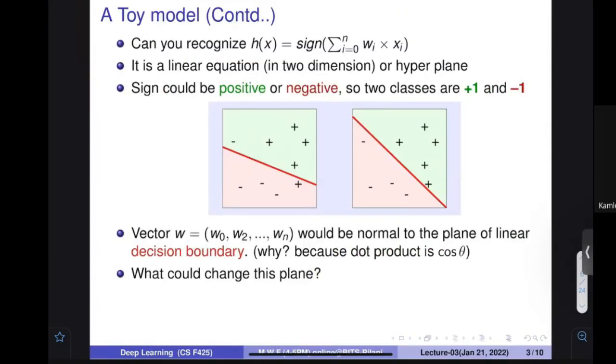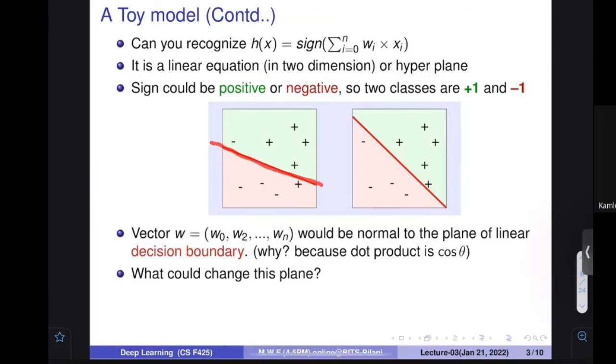Let me pick a small example for you. In the last class also, we came to this but we could not discuss it. Let's assume the data is like this. Forget about this line, just consider these points. These pluses are the positive points, and these are the negative points. Let's assume there is a line. Somehow we have set the values of W so that this is the line.